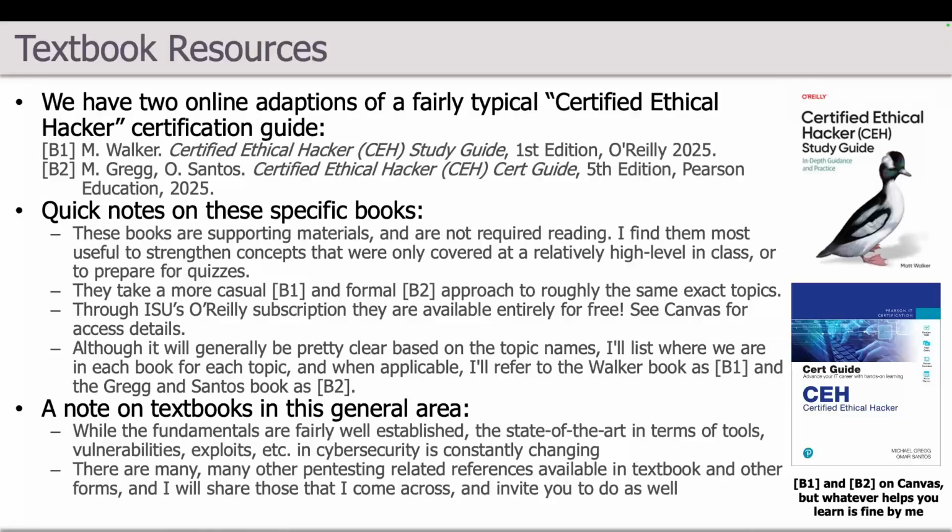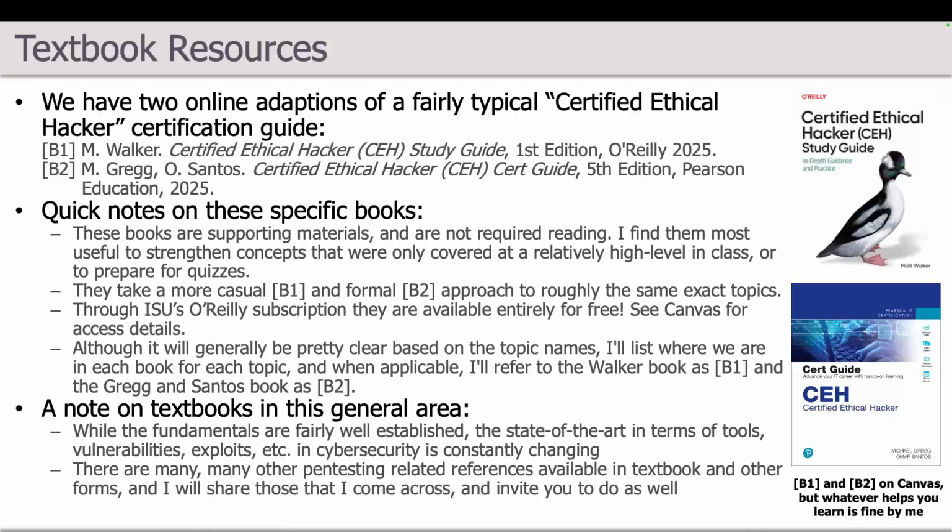So the Matt Walker book is very conversationally written. It's like you're hanging out at the bar and somebody is discussing the topic with you. You may like that, you may not like that, whereas the second book, the Gregg and Santos book, is very textbook oriented. It's maybe what you would expect in a textbook. These are supporting materials. They are not required reading.